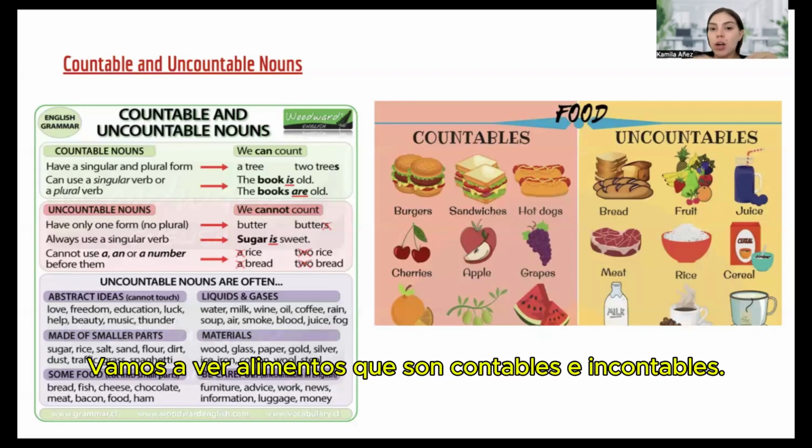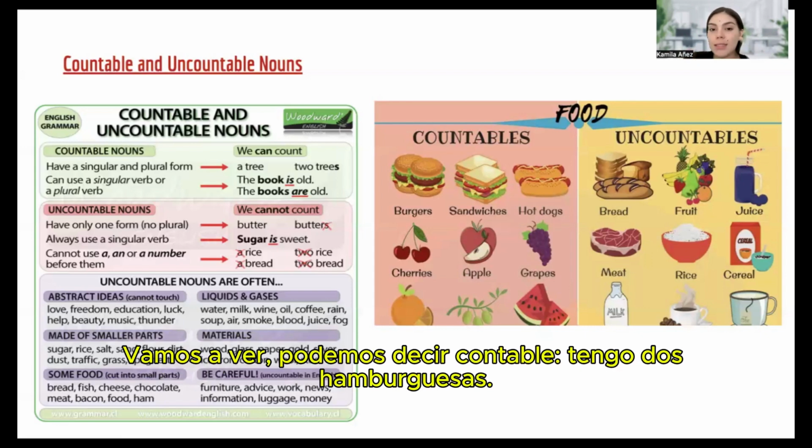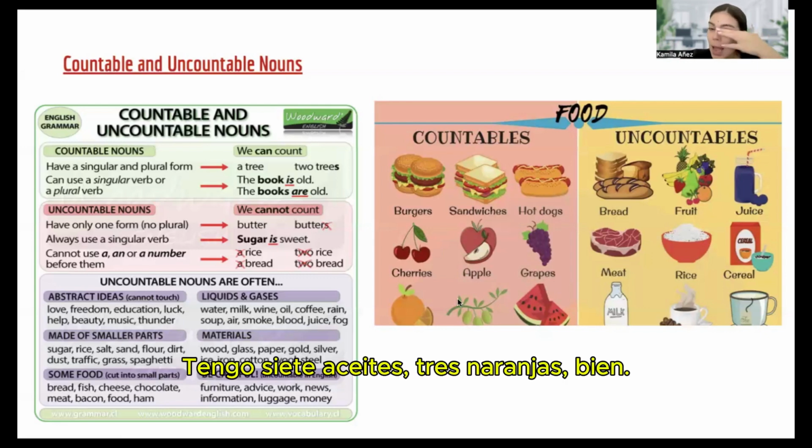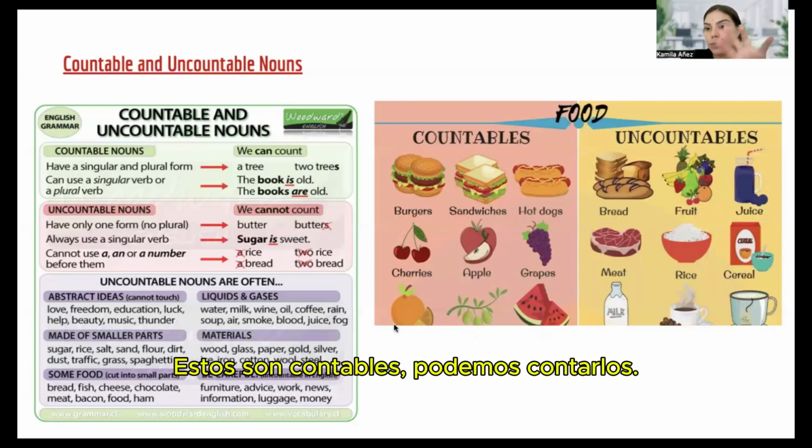Let's see foods that are countable and uncountable. Let's see, we can say countable: I have two burgers. I have two sandwiches. I have two hot dogs. I have two cherries. I have two apples. I have five grapes. I have four watermelons. I have seven oils. I have three oranges. All right, these are countable. We can count these. Let's see uncountable.